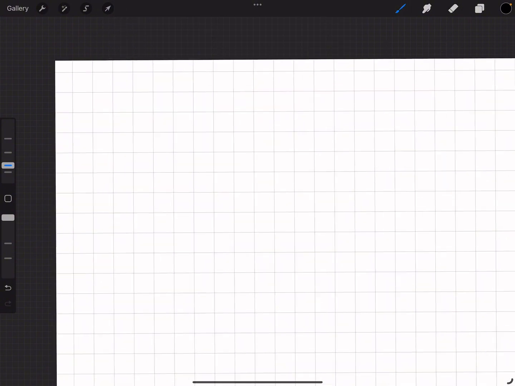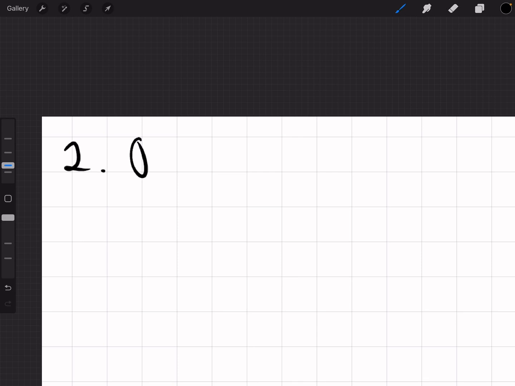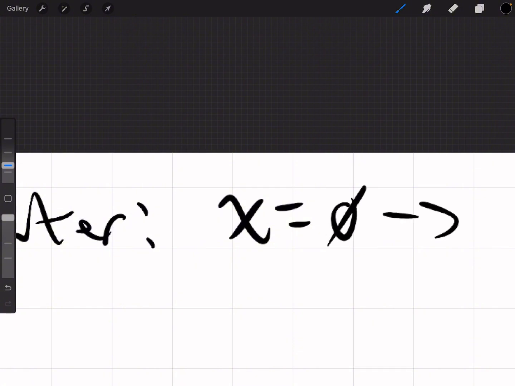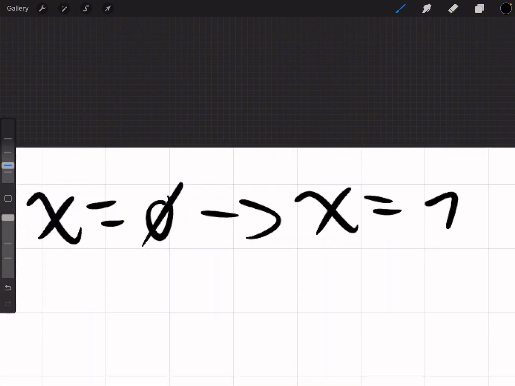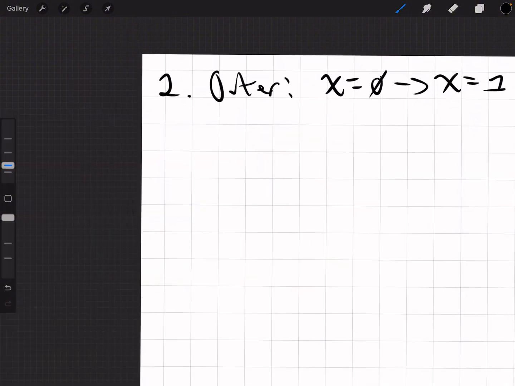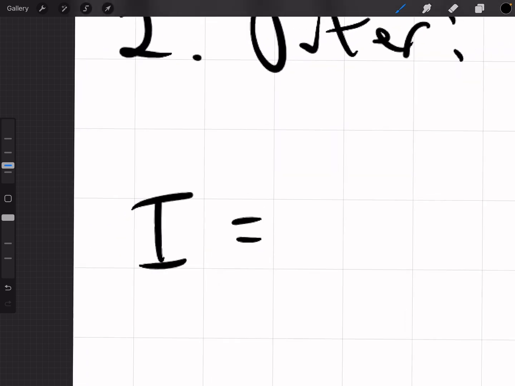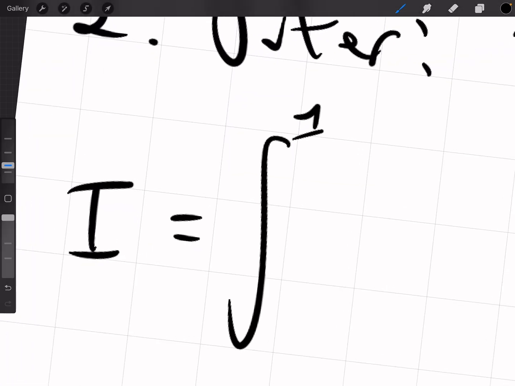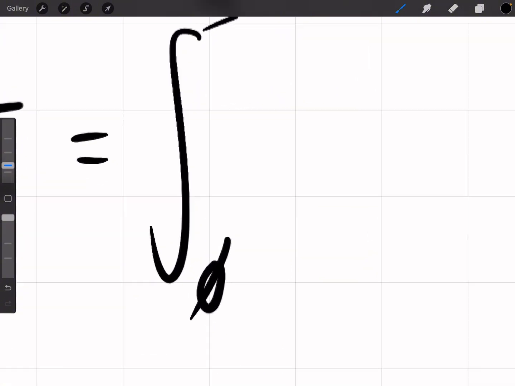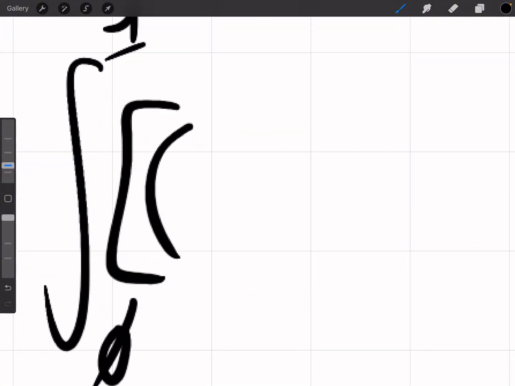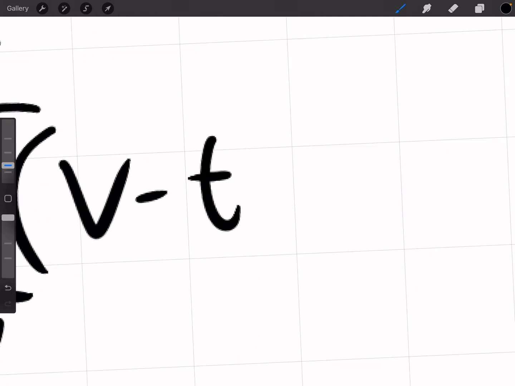Step 2, outer integral. And this one's from x equals 0 to x equals 1, because this is the other one. So we're going to solve this one. The integral from 0 to 1 of the integrand.